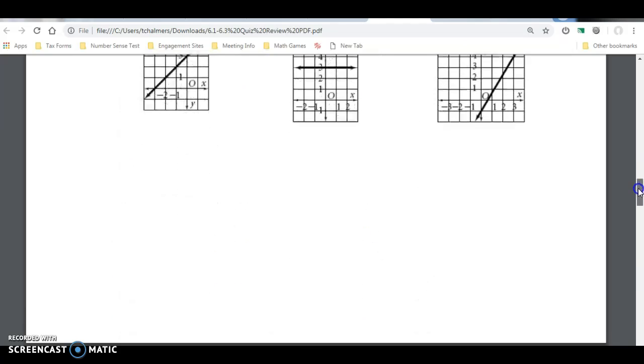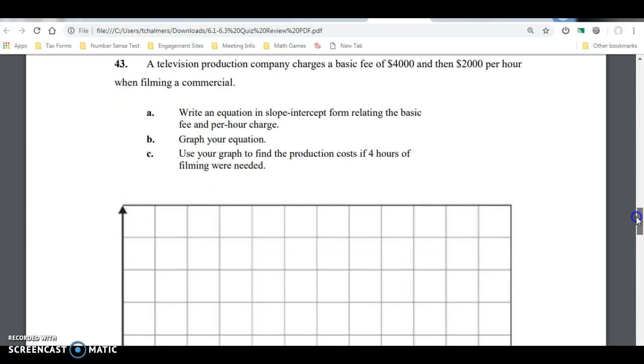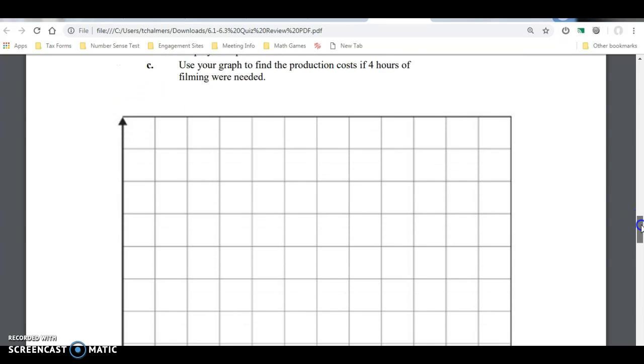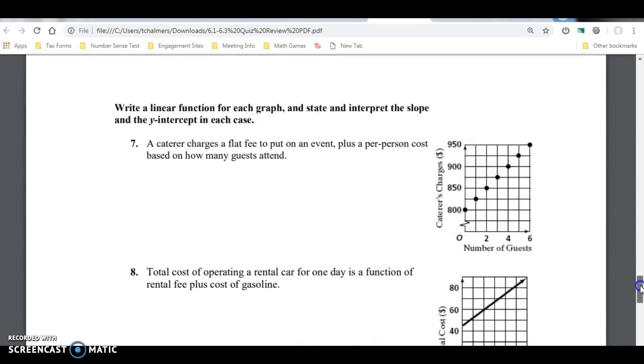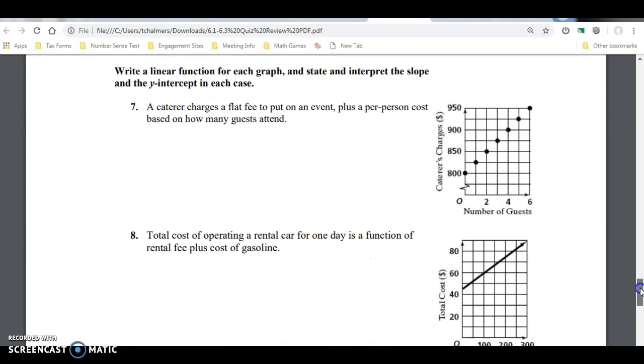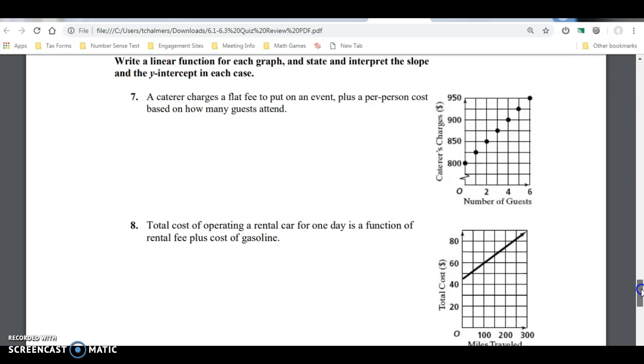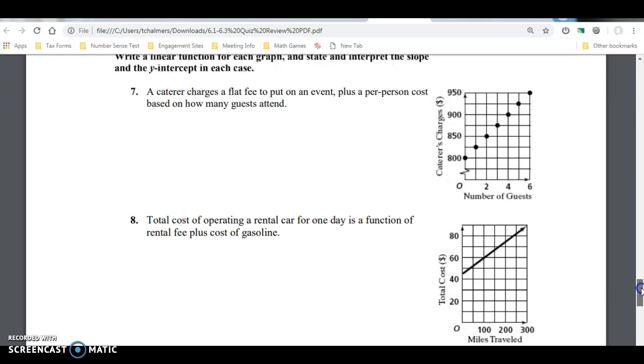Write the equation for these three. This question you can hold off on. If you want to give it a shot, great, but we'll talk about that on Monday. And then same thing here, 7 and 8. Do your best to answer these questions. But if you're a little unsure on 7 and 8, I'm fine with you holding off on those until Monday as well.